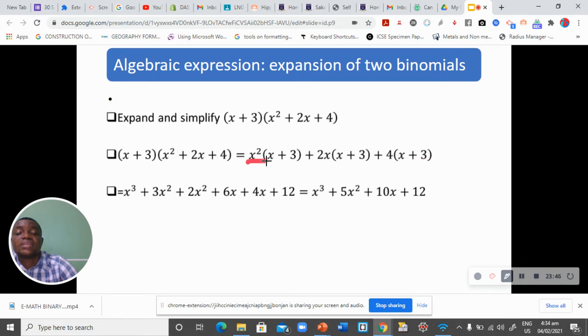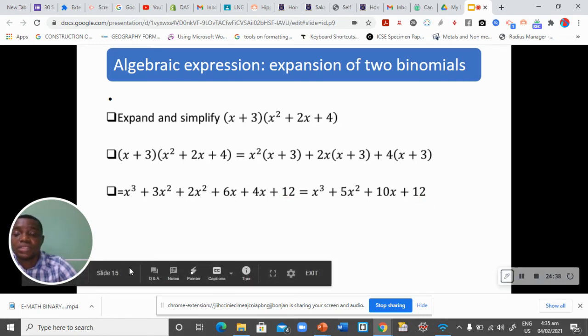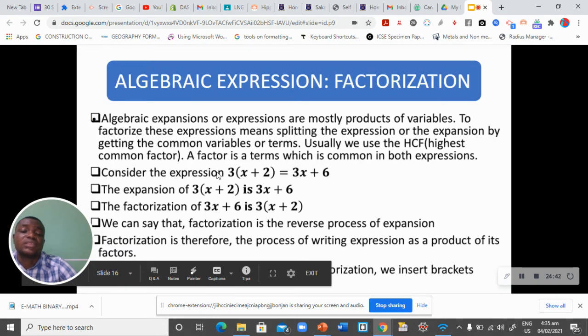So we start: x squared times x is x cubed. x squared times 3 is 3x squared. Then we come here, 2x times x is 2x squared. 2x times 3 is 6x. Then we come here, 4 times x is 4x. 4 times 3 is 12. So now we group like terms. When you group like terms, this x cubed does not have any like term, so you just write x cubed. 3x squared has a like term with 2x squared, so we add 3 plus 2 to get 5x squared. Then 6x and 4x give you 10x. Then you just write the 12. So this helps us to know how to expand expressions like that.